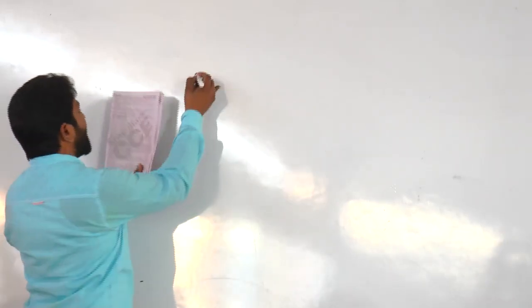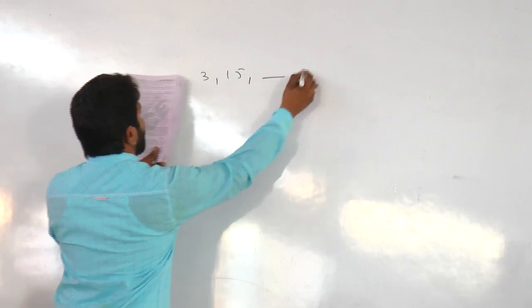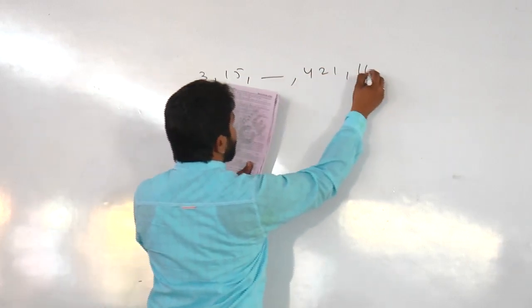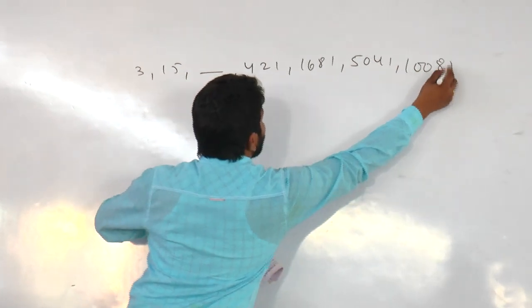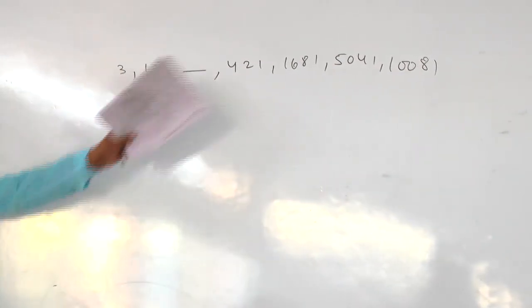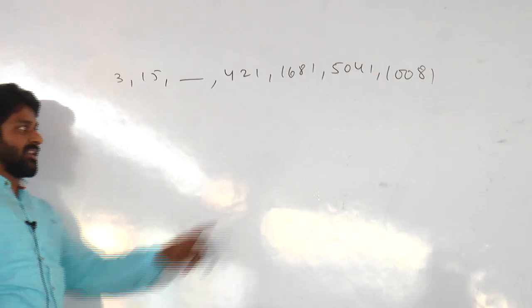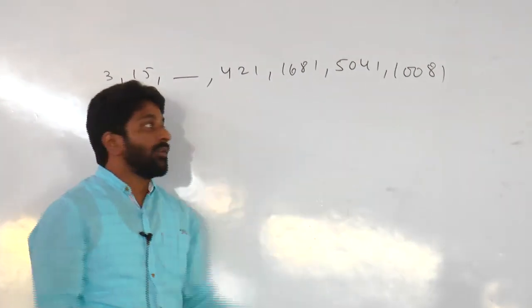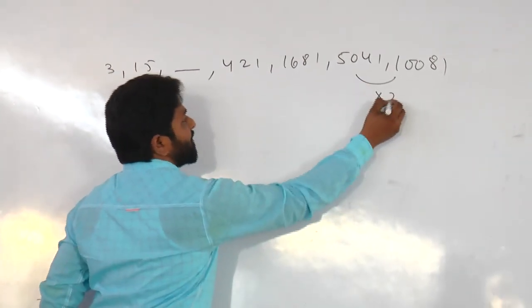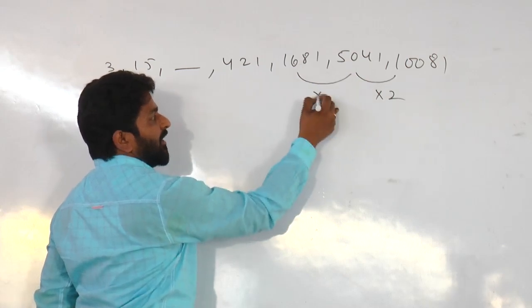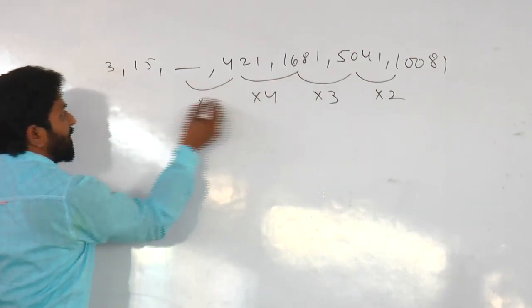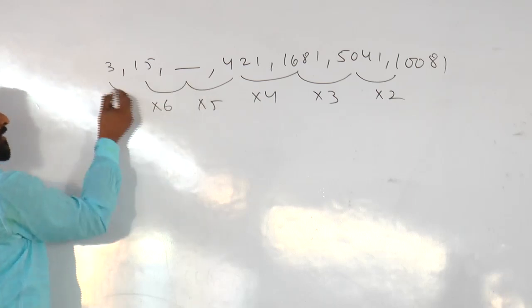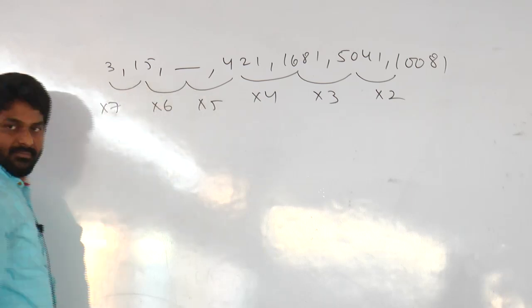Right, 51 you have 3, 15, 421, 1681, 5041, 10081. Look at your last numbers. This is near about how many times? So this is near about 2 times, 3 times, 4 times. This would be 5 times, 6 times, must be 7 times.